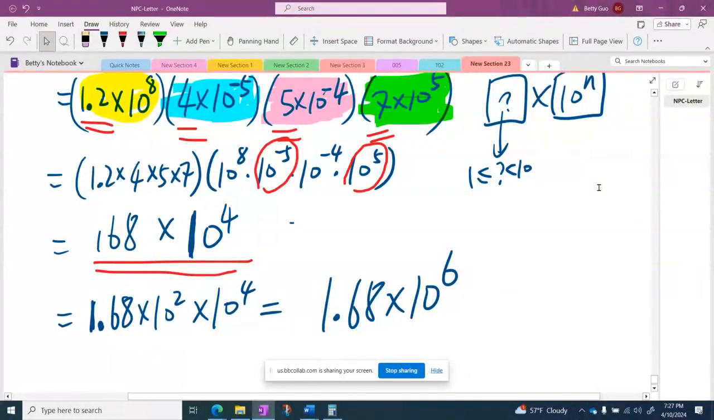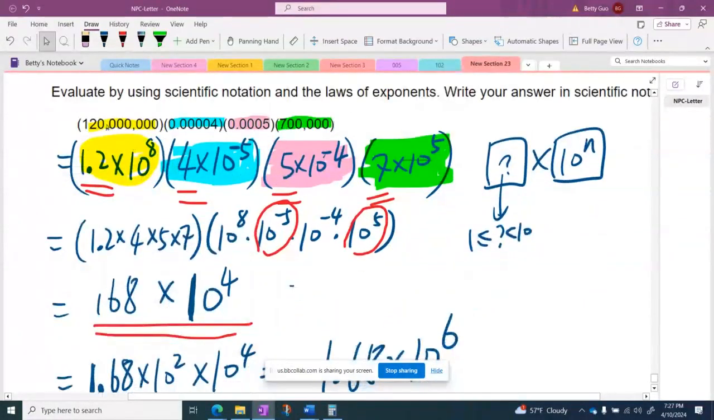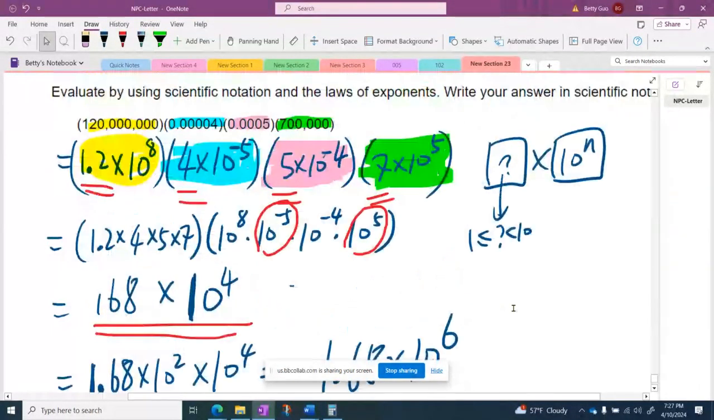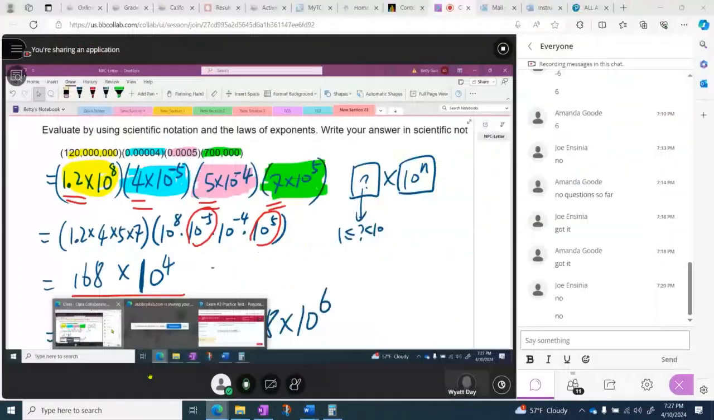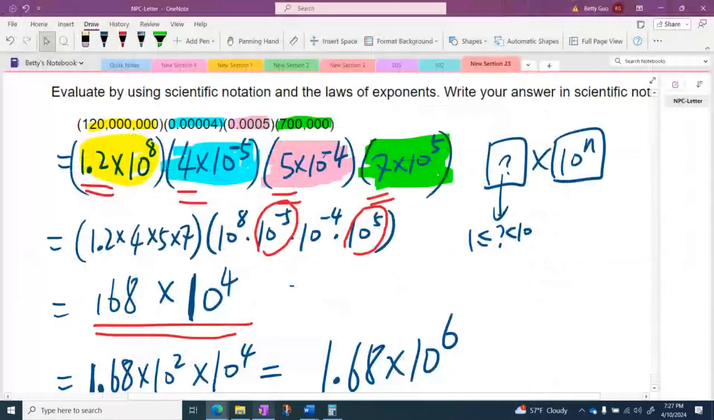And let me know, do you have any questions? It's a pretty good question. Firstly, we convert from the standard form to scientific notation. And we simplify, use the product rule, and then we have to rewrite the result in scientific notation again. Questions? Okay, I hope it's clear. If you need more help, you can either email me or watch the video.